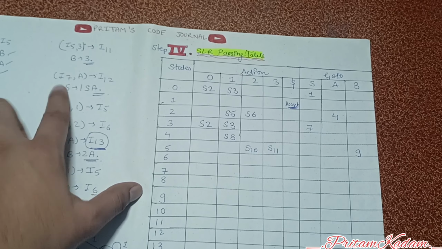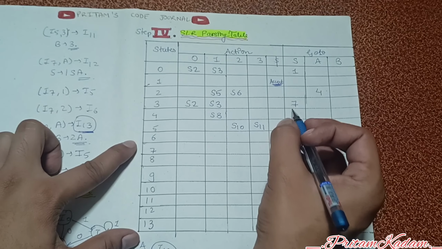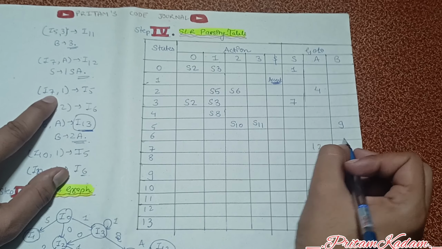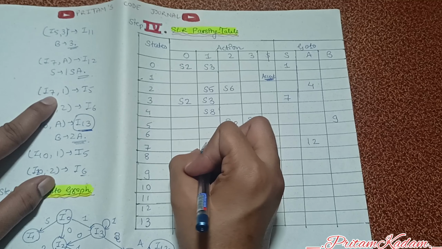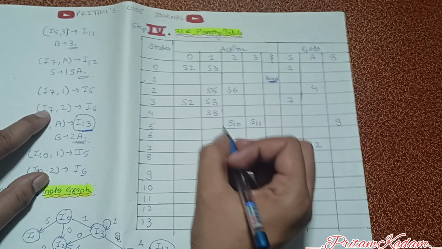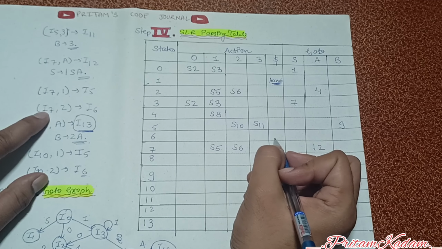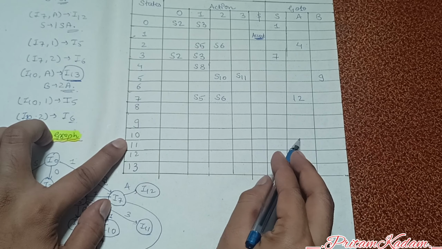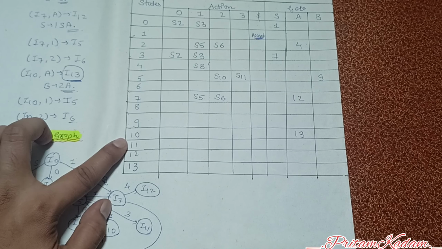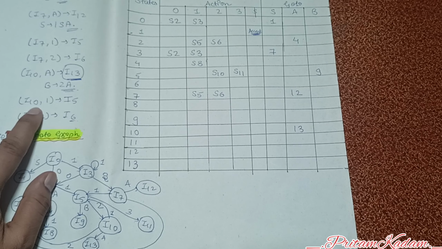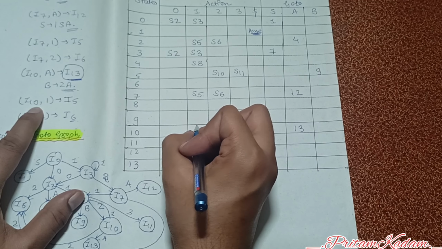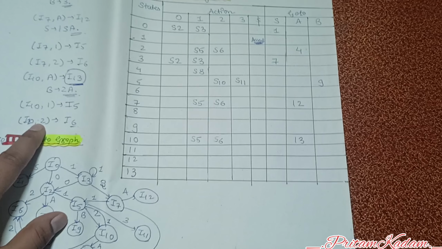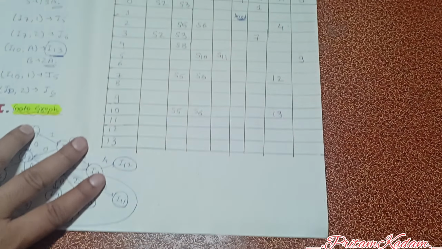In I7, when we passed A, we got the state 12. So we will just write the 12 over here. Okay, 12. Now on passing 1, we got the I5 state, so S5. On passing 2, we got the I6, so S6. Then on passing A in the 10th state, we got the 13th state, so 13 over here. Then on passing 1, we got the state 5, so S5 over here. And on passing 2, we got the state 6, so S6. Now we have completed the shift part.